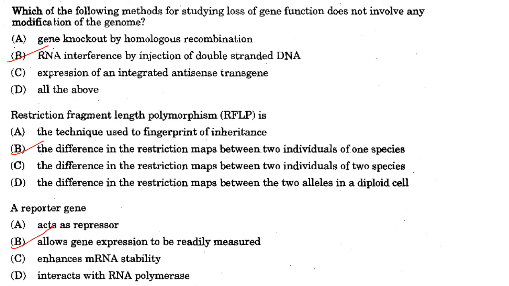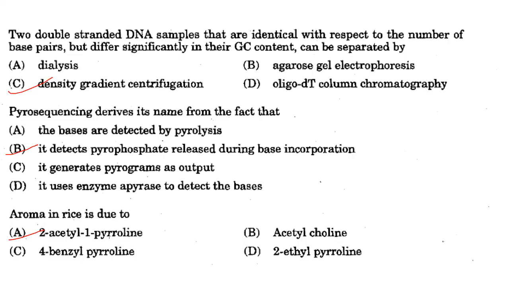Then, restriction fragment length polymorphism, or RFLP as it is called, is the difference in the restriction maps between two individuals of one species. Next, the answer is option B: a reporter gene allows the gene expression to be readily measured. So the answer is option B.